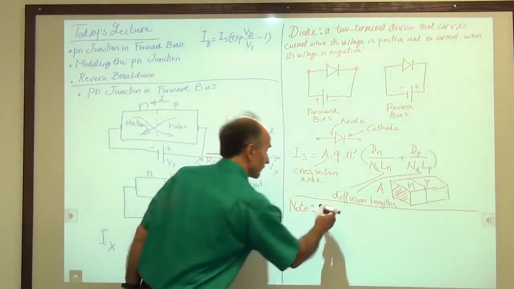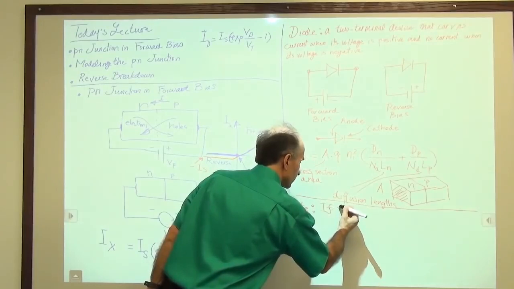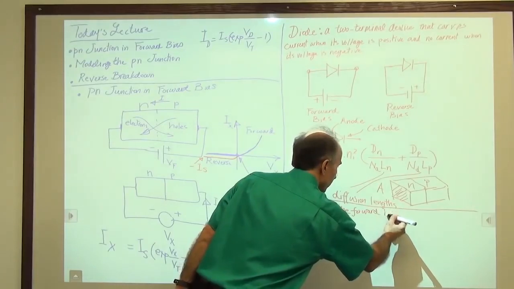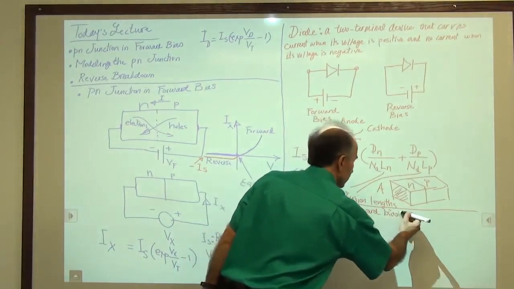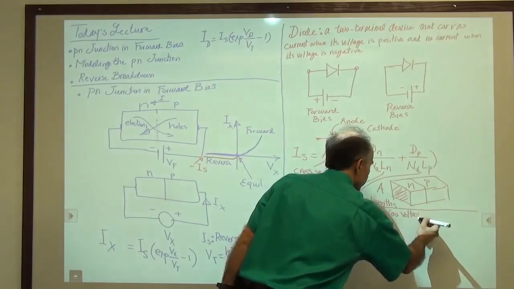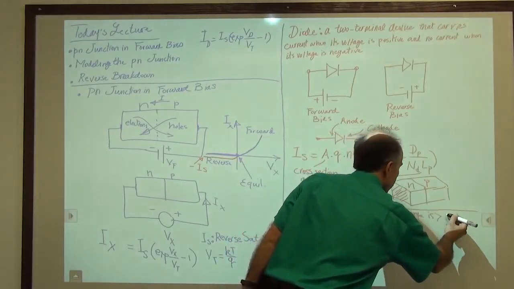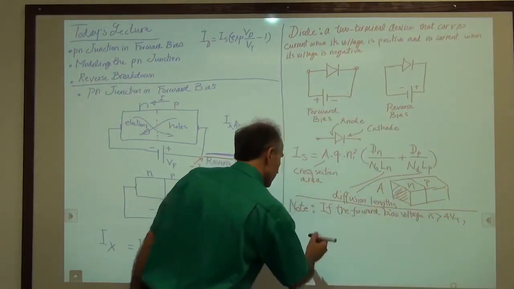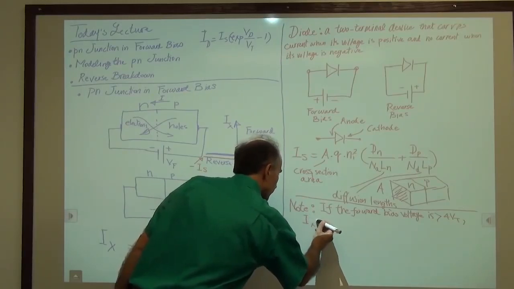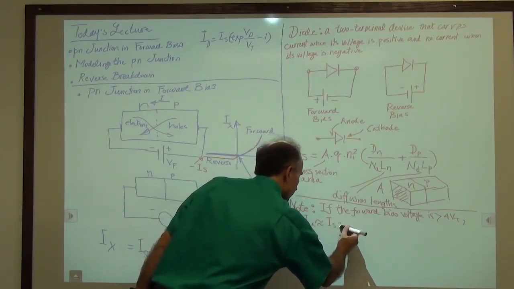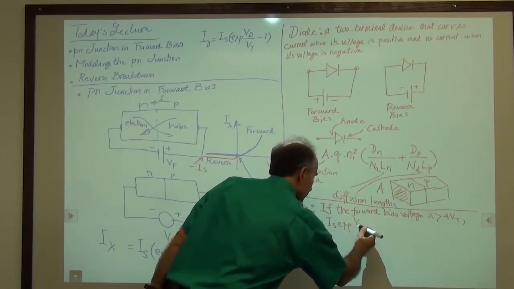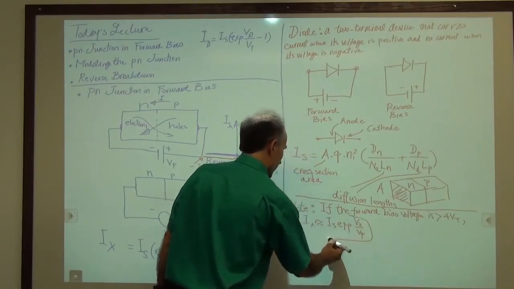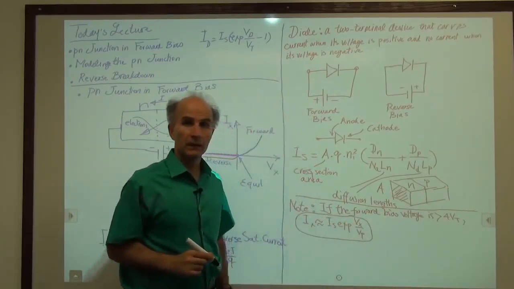So we will say that if the forward bias voltage is greater than 4 Vt, approximately speaking, we have Ix approximately equal to Is exp of Vx over Vt. So that's a good equation to remember, and in most cases this is what we will use.